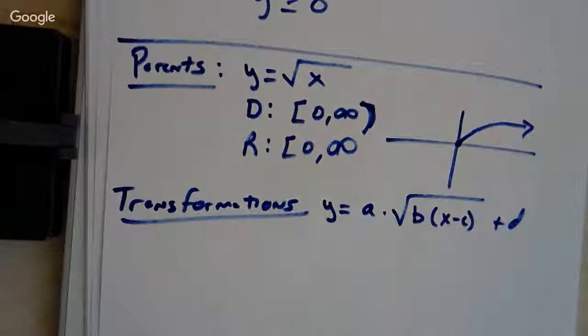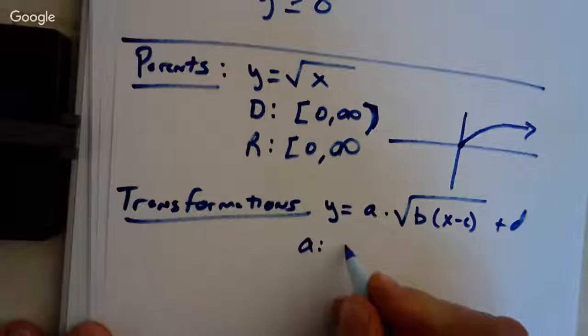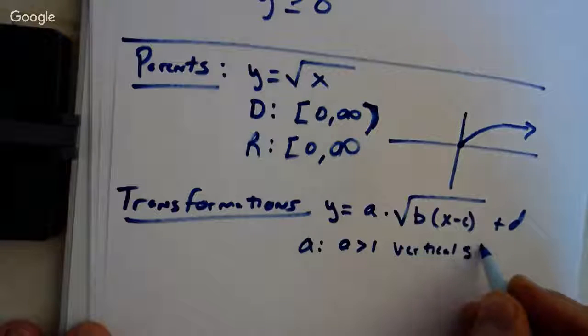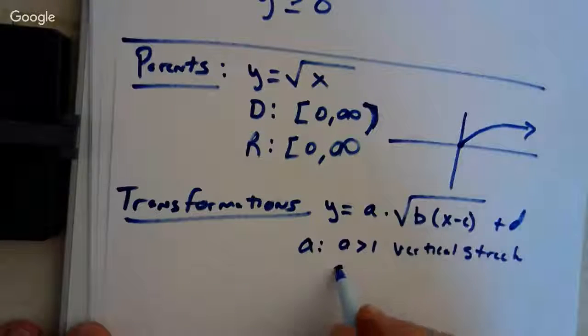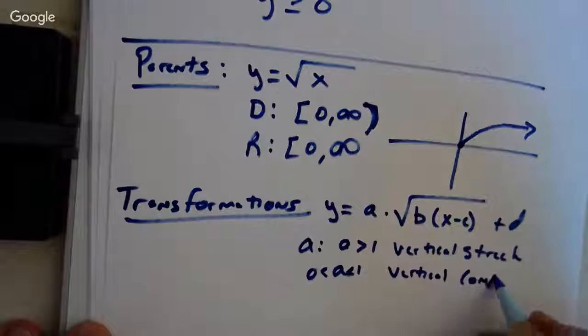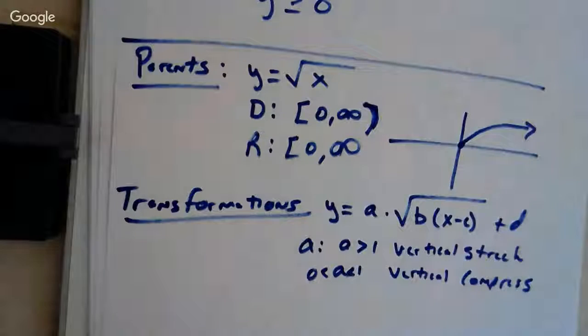Okay, there's the b in there, but we're not going to talk about it today. No b today. What do these do? Just like before, if a is greater than 1, it's a vertical stretch. If a is between 0 and 1, it's a vertical compress. That does not affect the domain or the range, though.